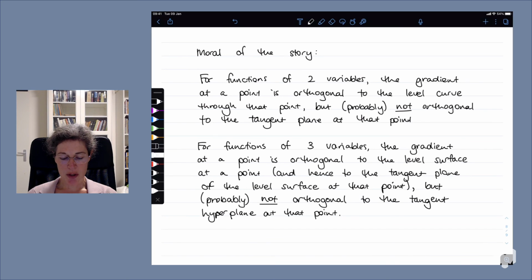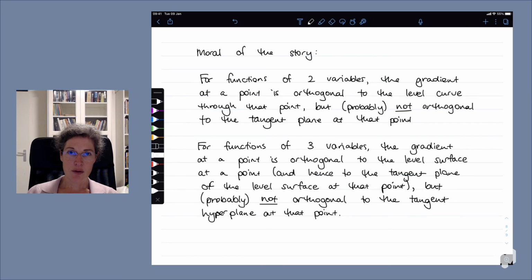So what can we say as the moral of the story? If you've got a function of two variables, then our gradient at a point is orthogonal to the level curve, and in fact the xy direction will point in the same direction as the normal, but it's probably not going to be the normal. It's not going to be orthogonal to the tangent plane at that point.